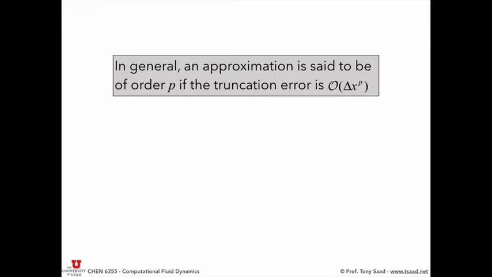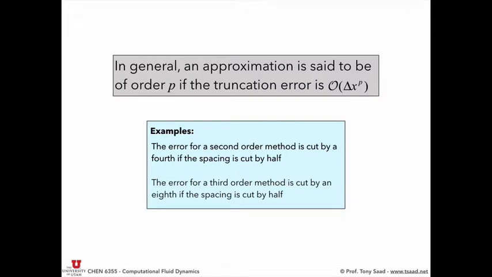In general, an approximation is said to be of order p, or order delta x to the p, or the order of accuracy of a method is p, if the error is proportional to delta x to the p. Let me give you an example. A second order method has an error of delta x squared. What happens if you double the number of grid points? Delta x is cut in half, so your error is going to be cut by a fourth. What if you have a third order error? That's order delta x to the 3, or delta x cubed.